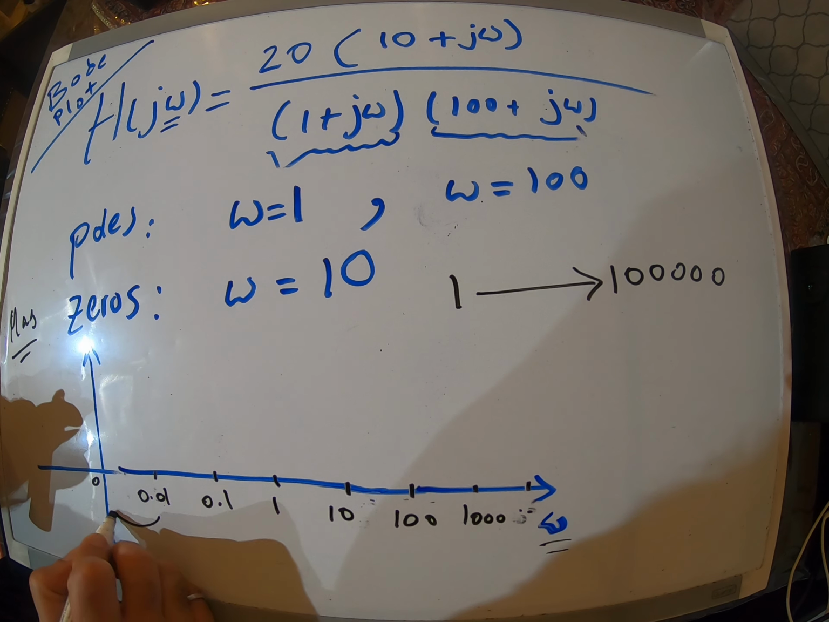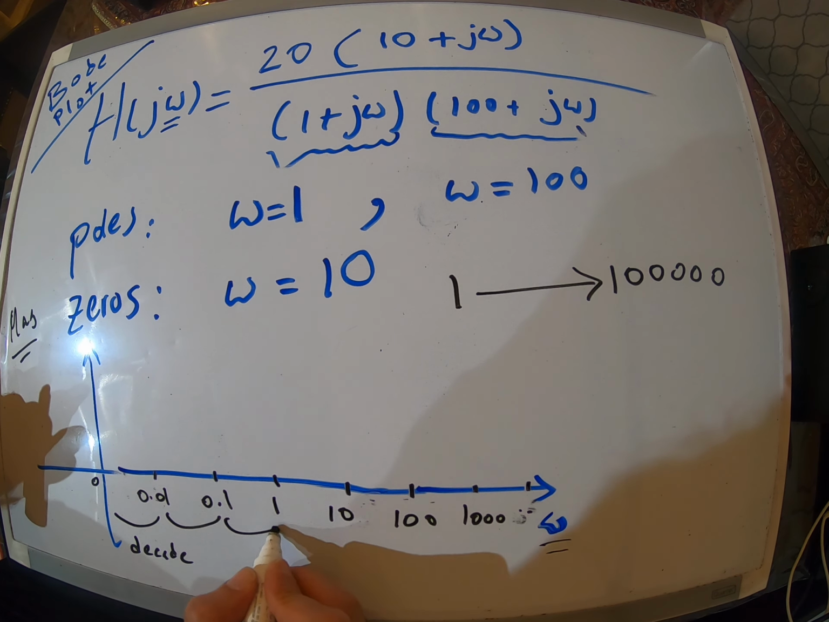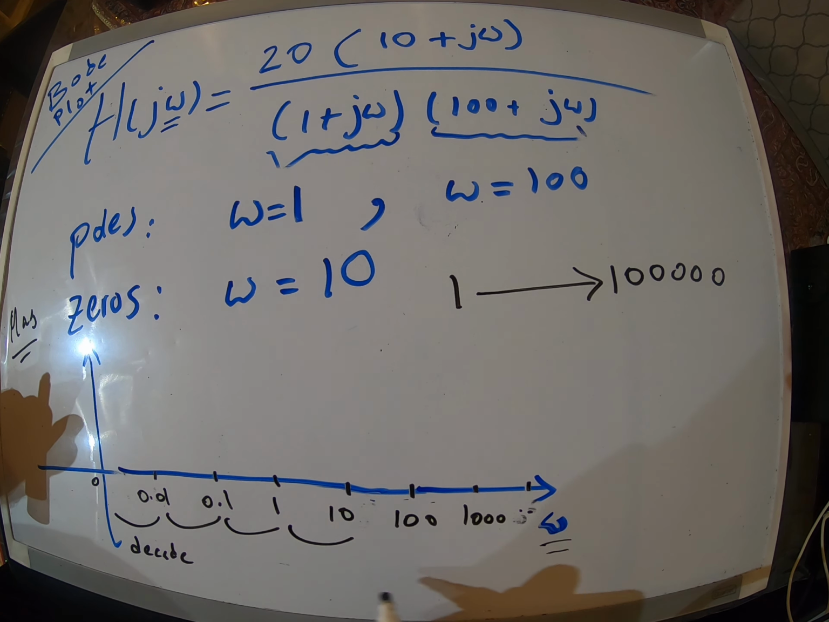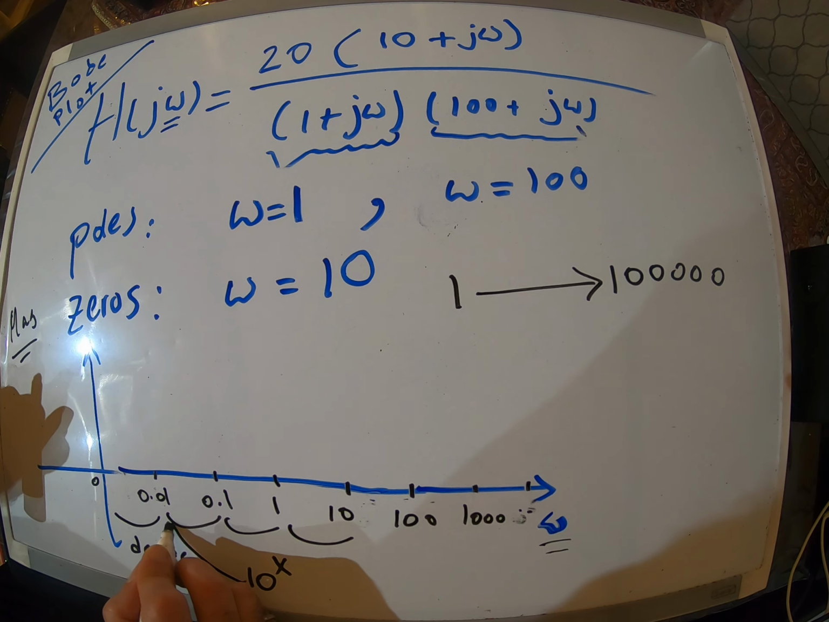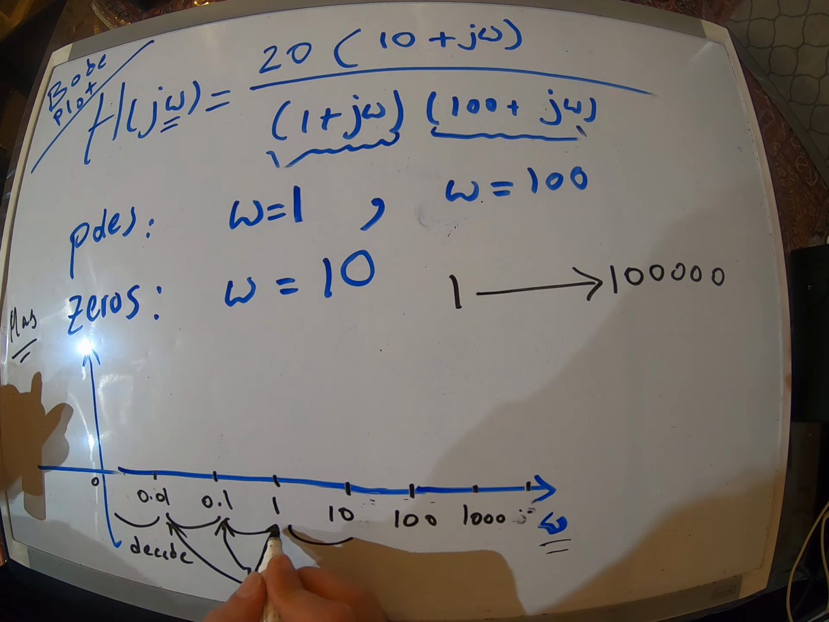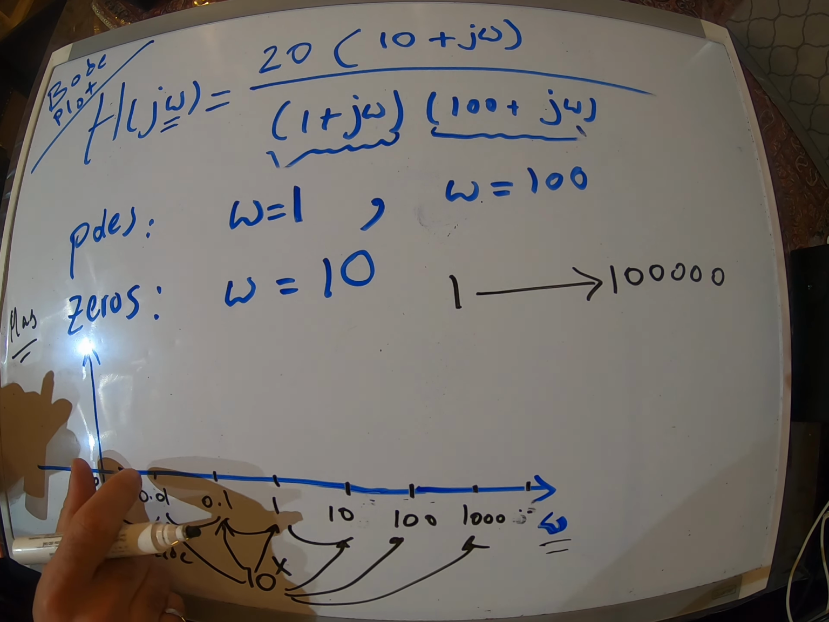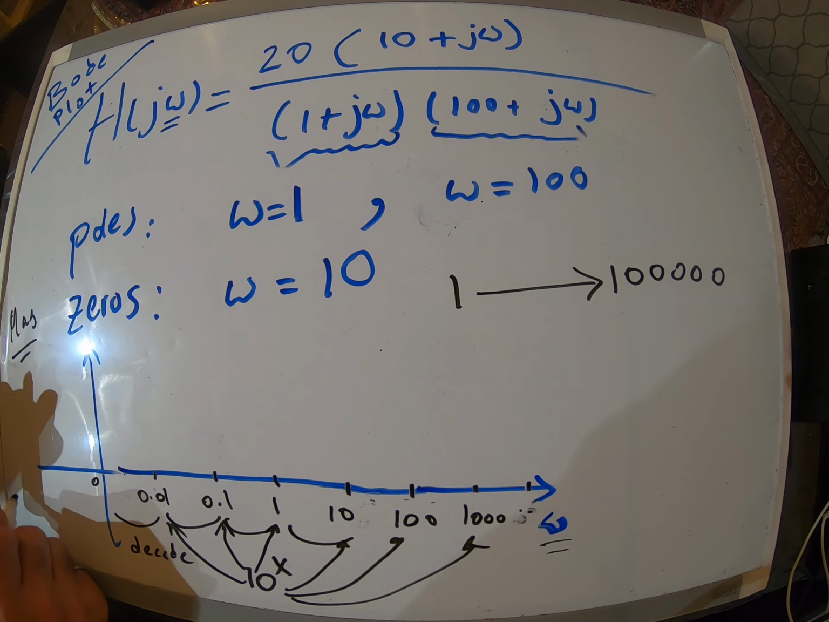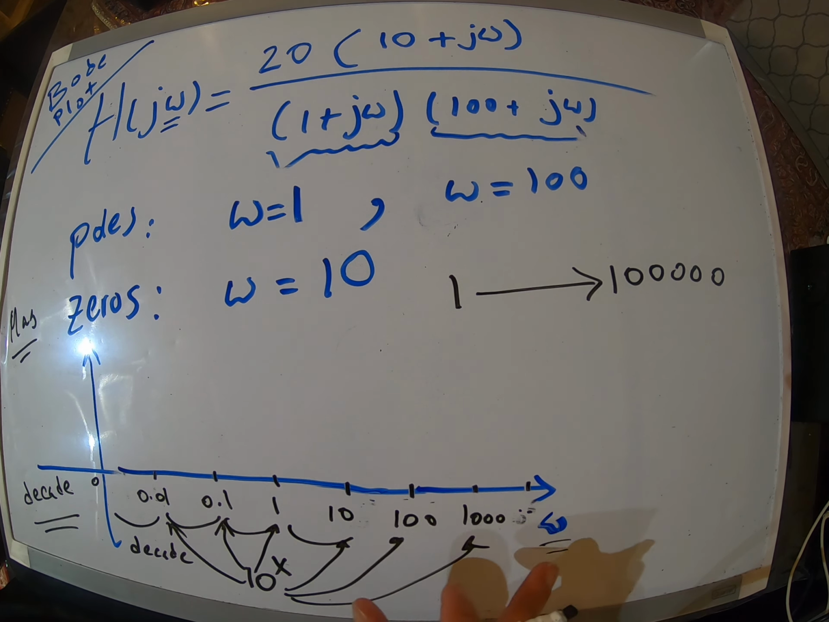Each of these is called a decade. This is 1 decade, 2 decades, 3 decades, right? What are these? These are powers of 10. This is 10 to the power negative 2, this is 10 to the power negative 1, this is 10 to the power 0, 10 to the power 1, 10 to the power 2, 10 to the power 3. Each section is called a decade. Okay? So this is about the horizontal axis.